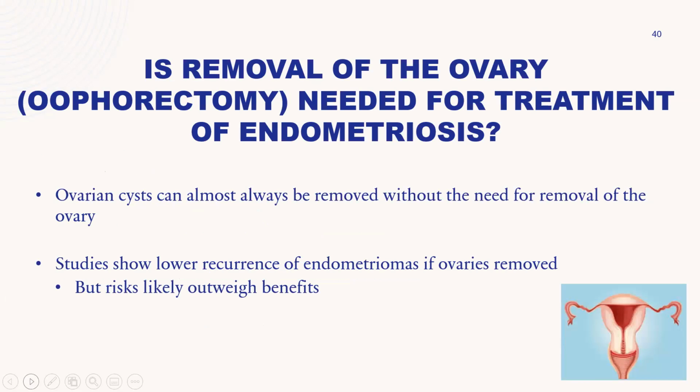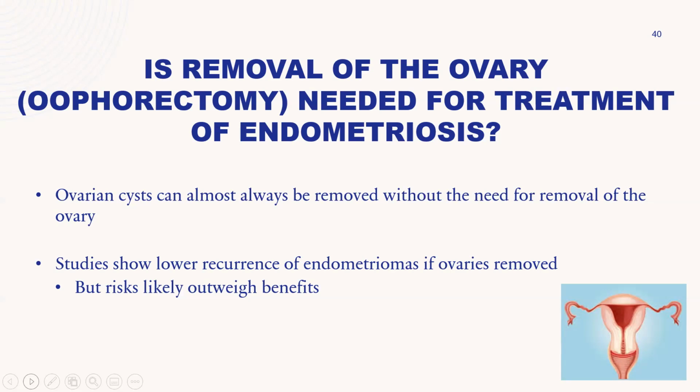So I wanted to talk about oophorectomy. I see a lot of patients with endometriosis that undergo oophorectomy either because they had a big endometriosis cyst there or just to lower the risk of recurrence. Almost every endometrioma will be able to be removed without removing the entire ovary. And you just have to take your time and do meticulous dissection of the cyst and preserve as much ovarian tissue as you can.